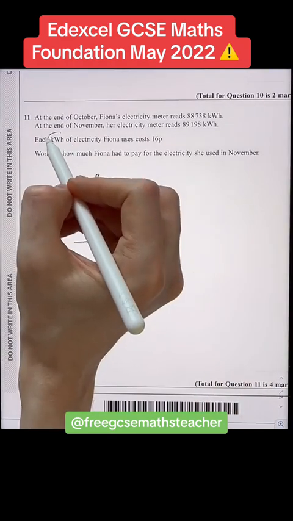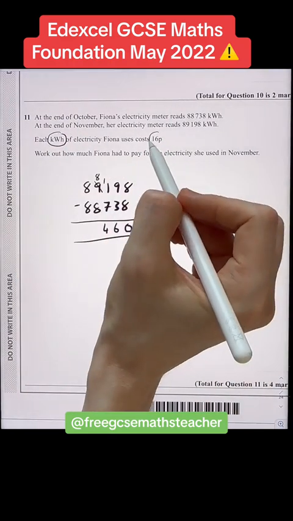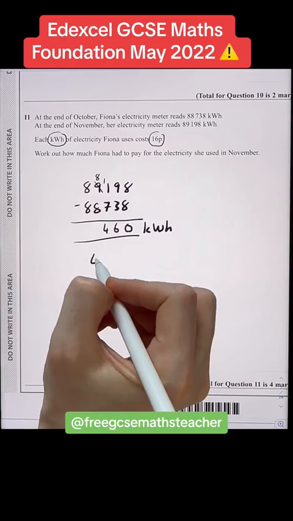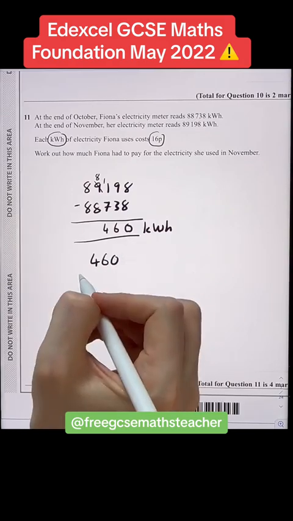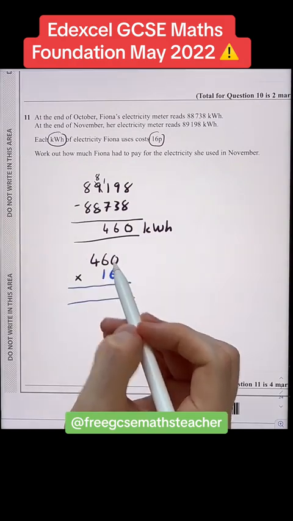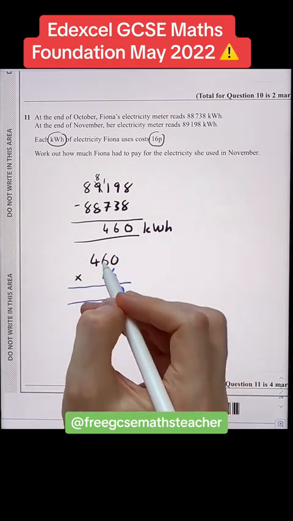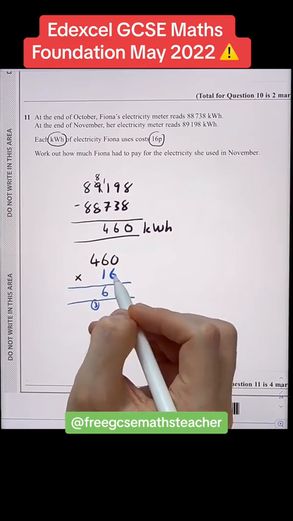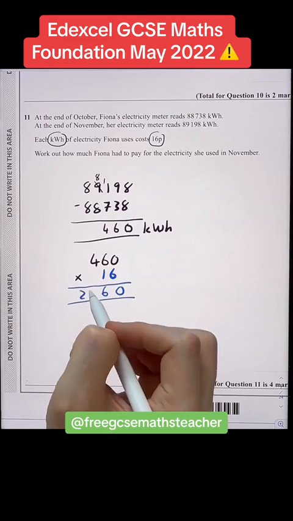As we know, each kilowatt of electricity costs Fiona 16 pence. And Fiona uses 460 kilowatts for the month of November. To work out our price, I'm going to do the number of units used, 460, multiplied by the unit price, in this case 16. Well, 6 times 0 gives us 0. 6 times 6 gives us 36. So I'm going to put 6 down, carry the 3. 6 times 4 is 24. Add the 3 gives us 27.